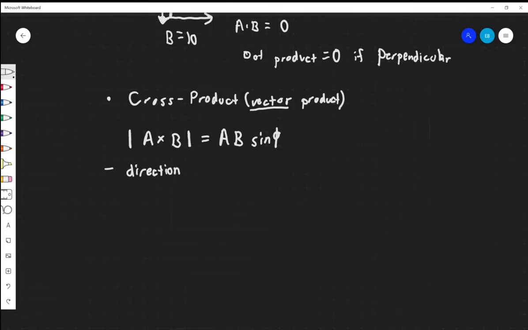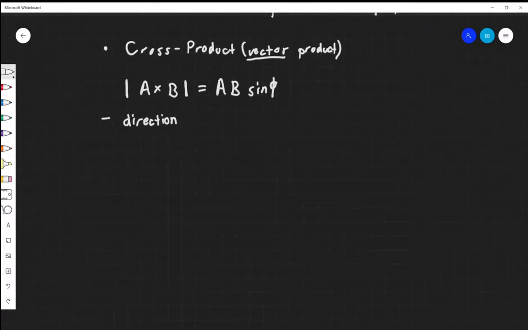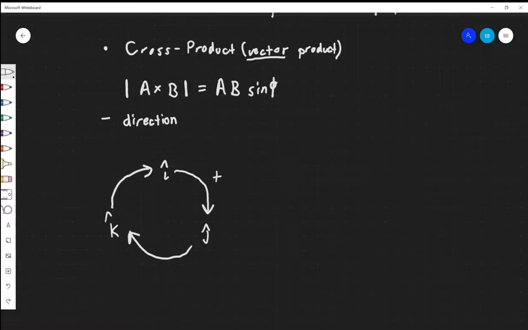And here's a little shortcut that will show you. It's going to draw a little circle. I'm going to have I hat, J hat, and K hat. On the outside, I'm going to have positives and arrows going clockwise. On the inside, I'm going to have arrows going counterclockwise, and I'm going to have negatives with all of those inside arrows.